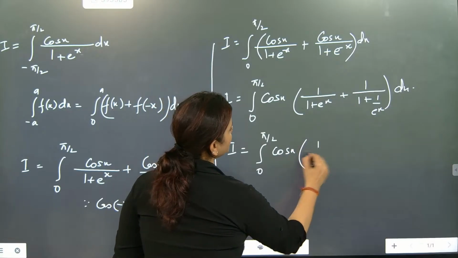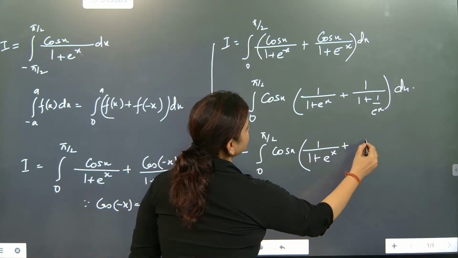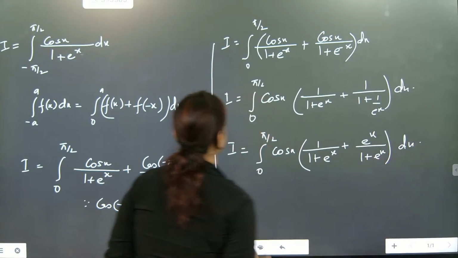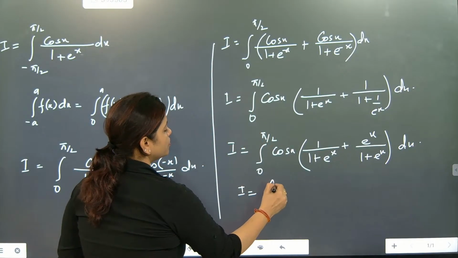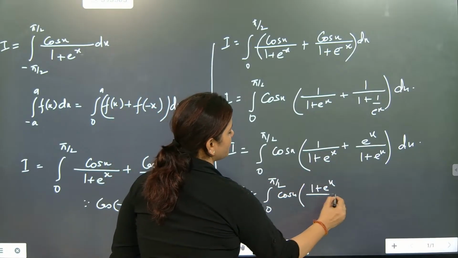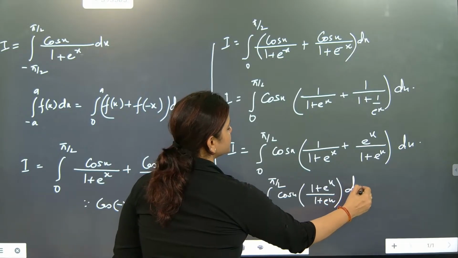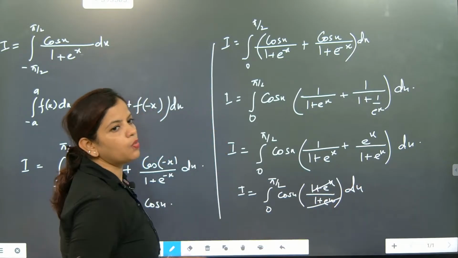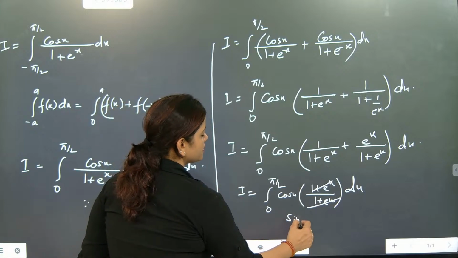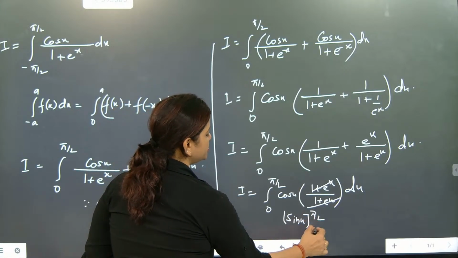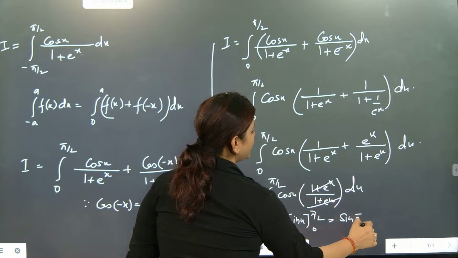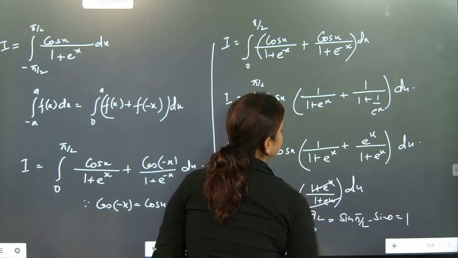So here this part will become 1 by 1 plus e to the power x. Now it will become e to the power x plus e to the power x dx, 0 to pi by 2 cos x, and this part if you will take LCM, 1 plus e to the power x by 1 plus e to the power x dx. This and this will get cancelled. What is left here is only cos x, and integration of cos x will become sin x. So it will become sin pi by 2 minus sin 0. Answer is coming as 1.